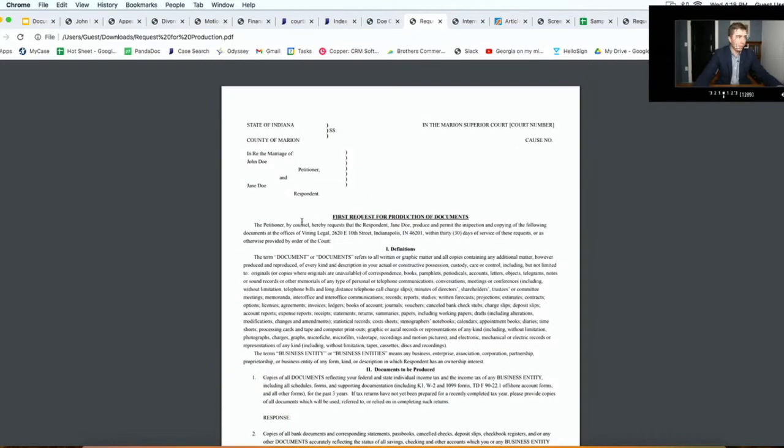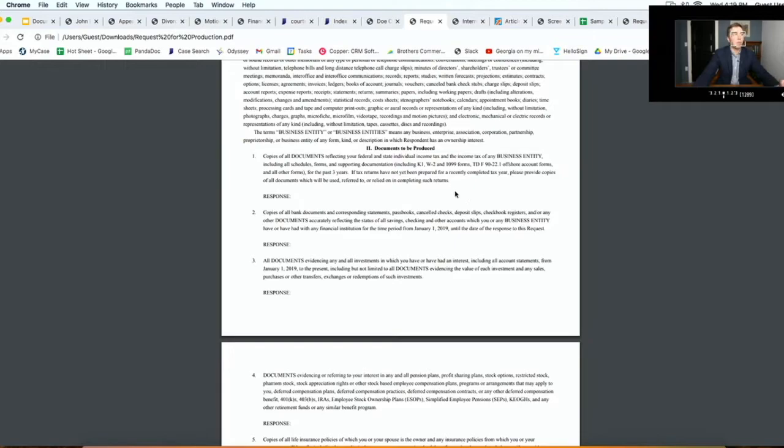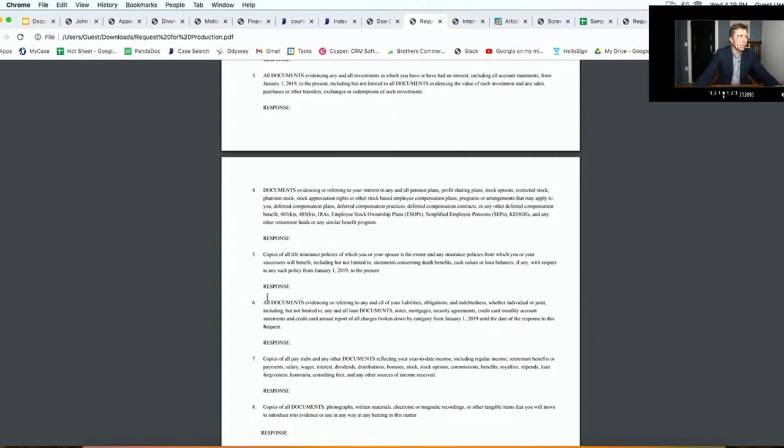So here, John Doe's requesting that Jane Doe produce this information because he needs to start getting his evidence for the divorce. A lot of times in a divorce, you're going to request the other party's tax information. You're going to request bank information, different account statements from the bank. A lot of times you may need life insurance policies. You're going to want to see evidence of what debts they would have.